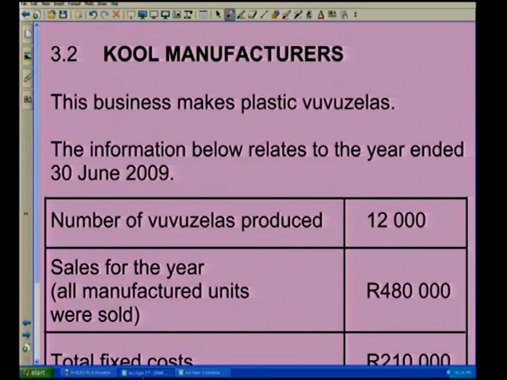Now, again, an independent question. Cool manufacturers, this business makes plastic vuvuzelas. You remember blowing them?